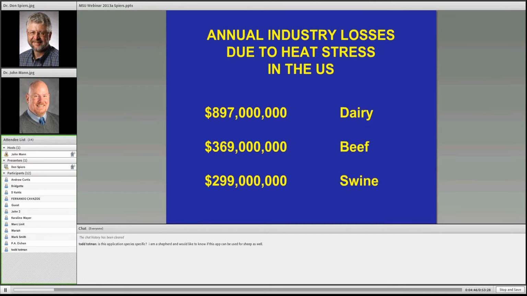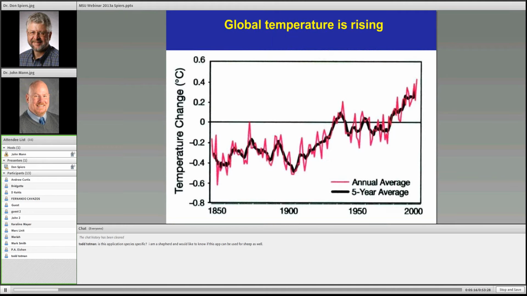About 10 years ago, St. Pierre came out with an estimate of the annual cost of heat stress to dairy, beef, and swine. What he showed is that it totals more than $1 billion annually. Now this was done during a normal year, with a normal level of heat stress, when we didn't have the conditions that we have a lot of the times today. And he also didn't account for some of the long-term problems, such as the effect of heat stress on reproduction and health of the animal.